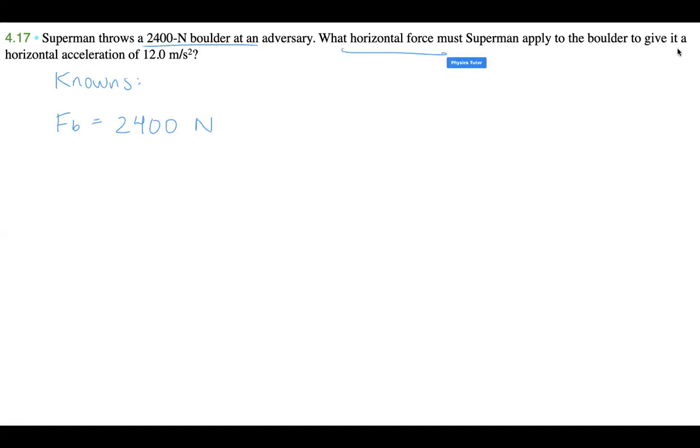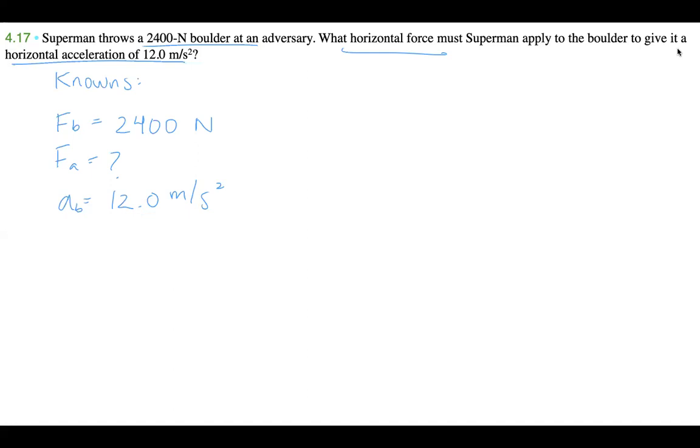And we are looking for the horizontal force. So force applied is equal to what? To give it a horizontal acceleration of 12.0 meters per second squared, right? So the acceleration of the boulder should be 12.0 meters per second squared.